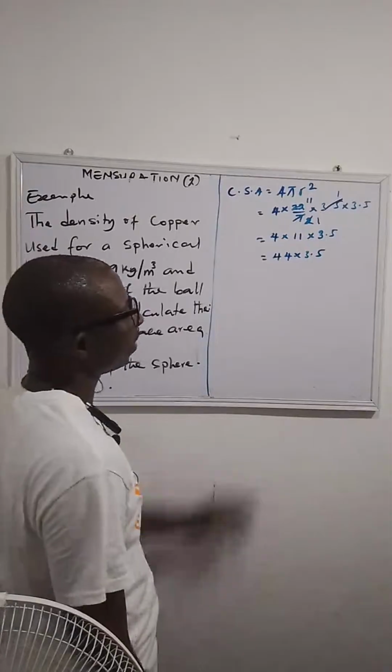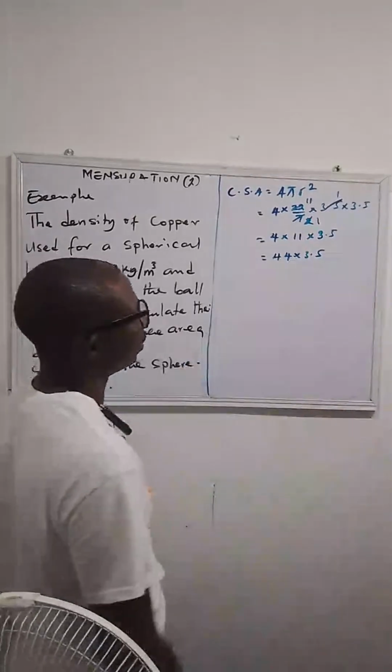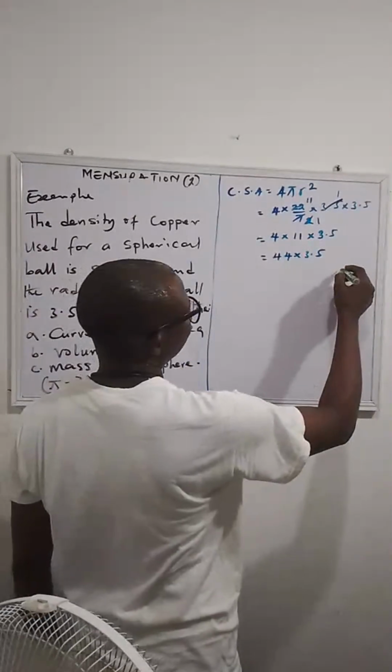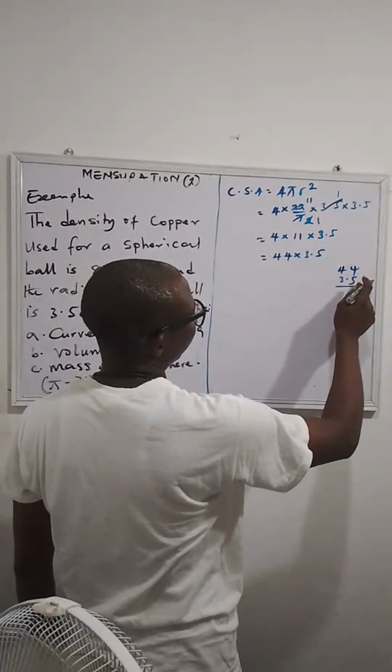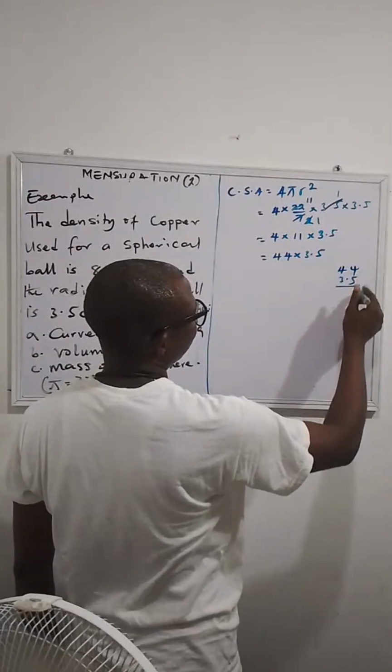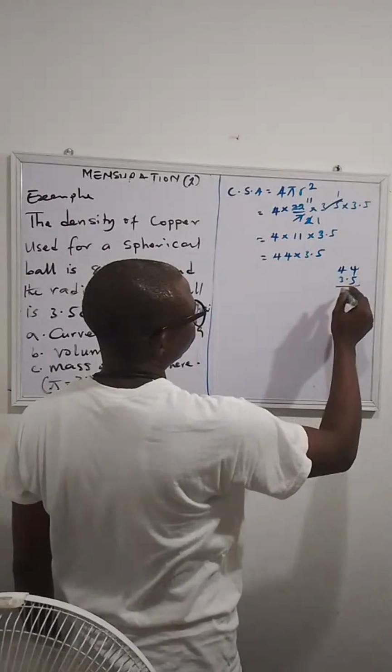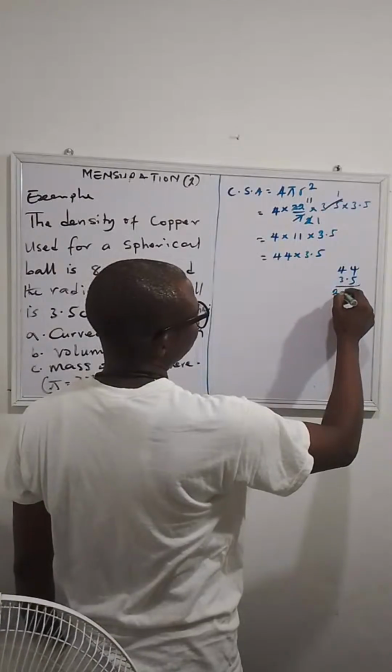Okay, so let's multiply these two. What do you have when you multiply the two? Let's see, we have 44 times 3.5. So 5 times 4 is 20, 5 times 4, 20. So that's 24.